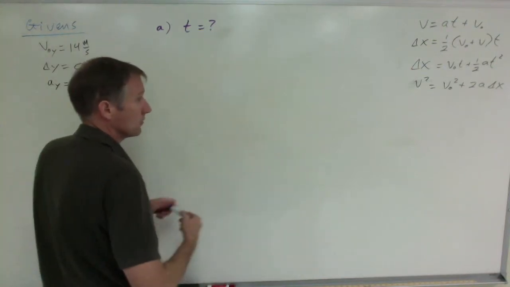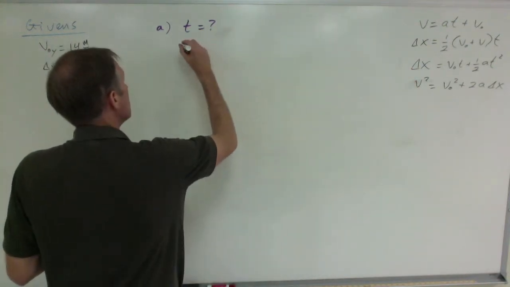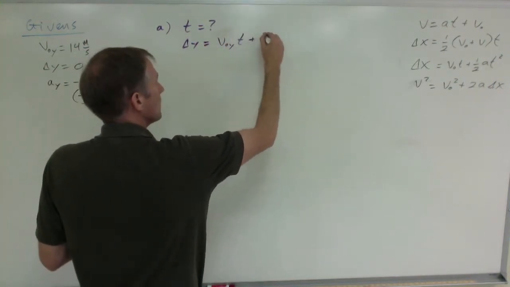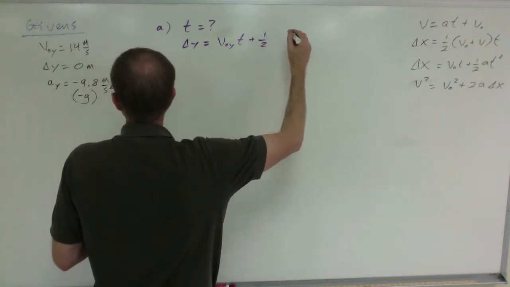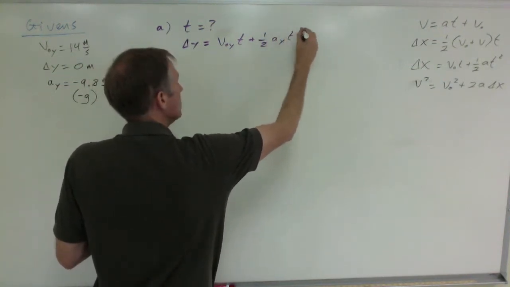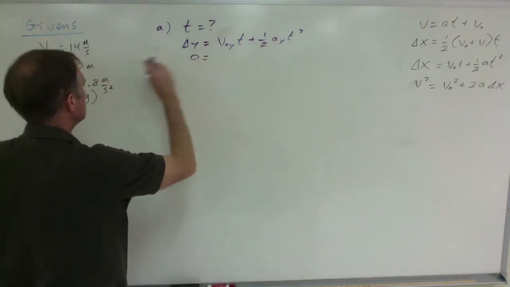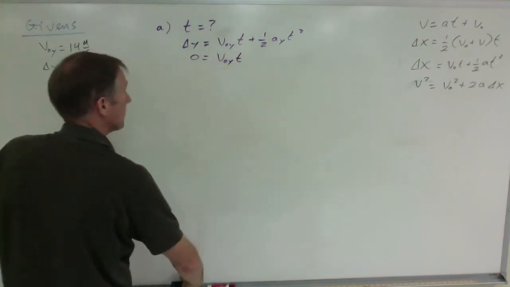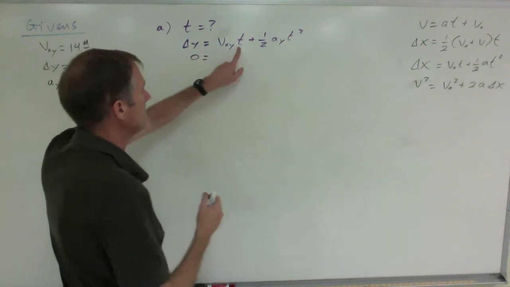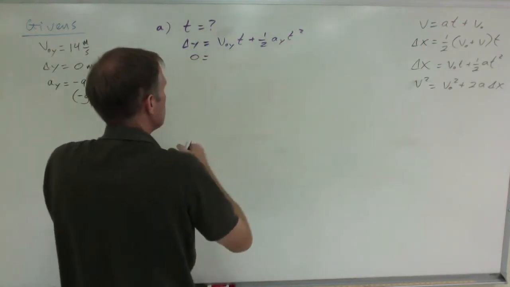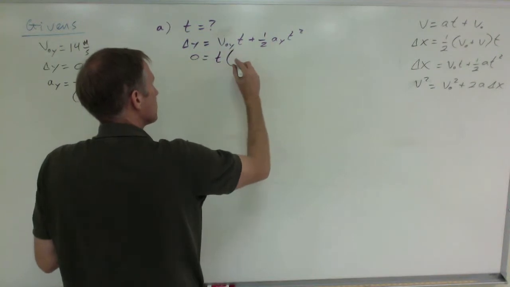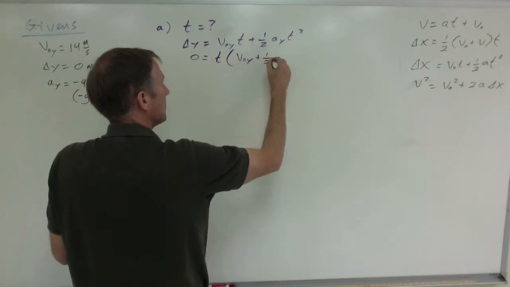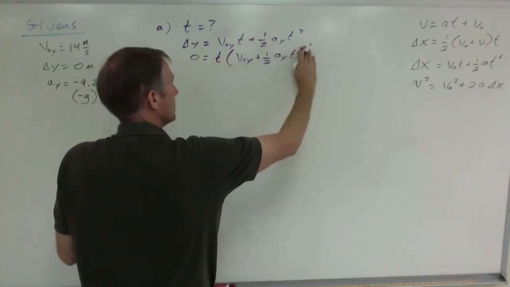The equation I'm going to use is this one. Delta y equals v sub 0y times t plus 1/2 a_y t squared. Now notice that this is 0. Actually, I'm going to do a little factoring here. I have a t here, and this is t times t, so I have t common to both terms, and so I can factor out a t here. That's v sub 0y plus 1/2 a_y t. I factored out the t.